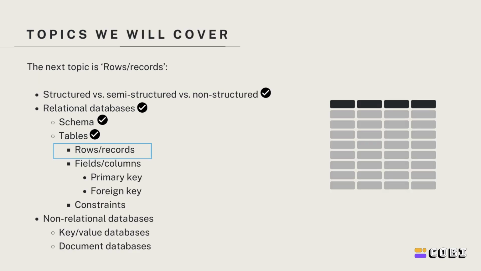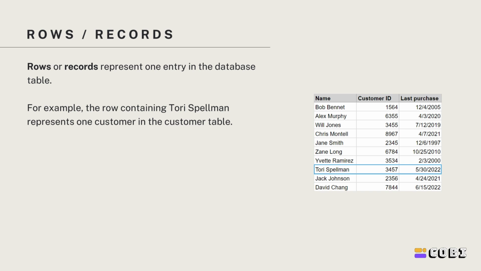And now we have rows and records. Rows or records represent one entry in the database table. For example, the row containing Tori Spellman represents one customer in our customer table.